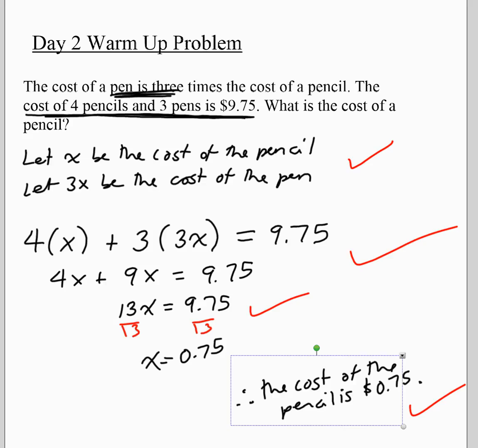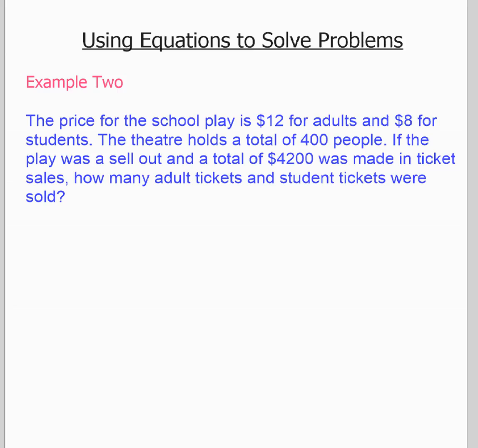So let's look at another question involving equation word problems. This one's going to be a little bit more complicated than the ones that you were looking at yesterday. So the price for a play is $12 for adults and $8 for students, and the theater holds a total of 400 people. The play sold out, and $4,200 was made in ticket sales. So the question is, how many adult tickets and how many student tickets were sold?